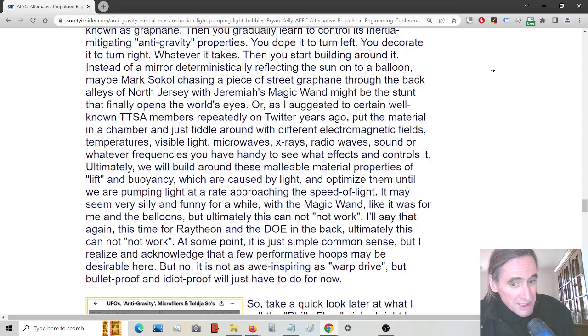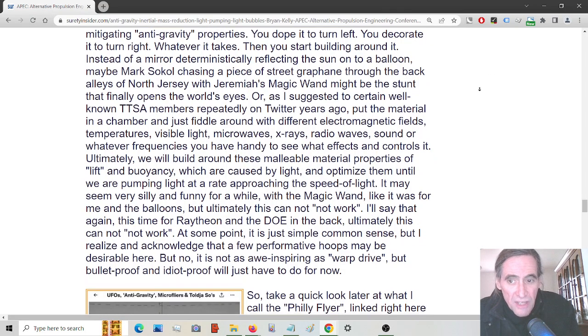At some point, it is just simple common sense. But I realize and acknowledge that a few performative hoops may be desirable here. But no, it is not as awe-inspiring as warp drive, but bulletproof and idiot-proof will just have to do for now.